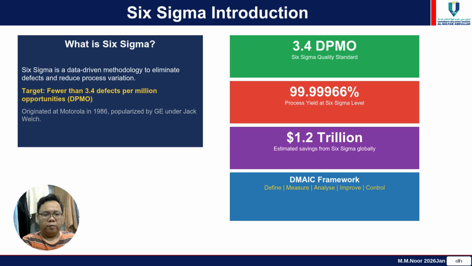At a 1 sigma level, the process produces over 690,000 defects per million opportunities, resulting in poor quality. As the sigma level increases, defects decrease dramatically. At 6 sigma, only 3.4 defects occur per million opportunities, achieving a process yield of 99.9997%. This illustrates why organizations strive to improve their Sigma level to enhance quality and customer satisfaction.